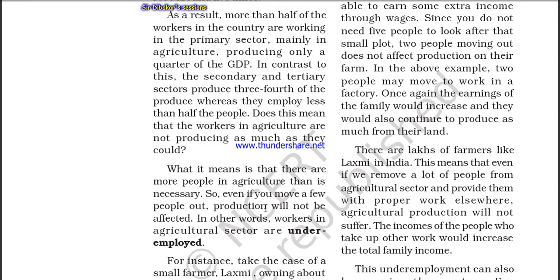Clear? Understood? So what is happening? Even if you move a few people out, production will not be affected. In other words, workers in the agricultural sector are underemployed, you may say, because most of them are unable to work as per their capacity. Clear? Their activity does not contribute to total production. Hence they are known as underemployed. I hope the point is clear.